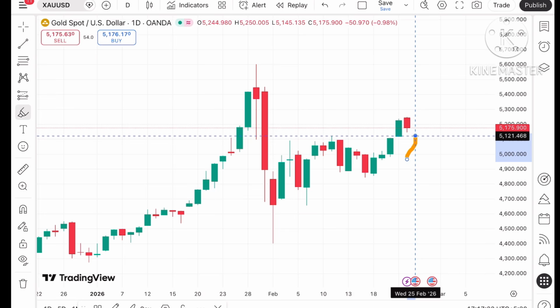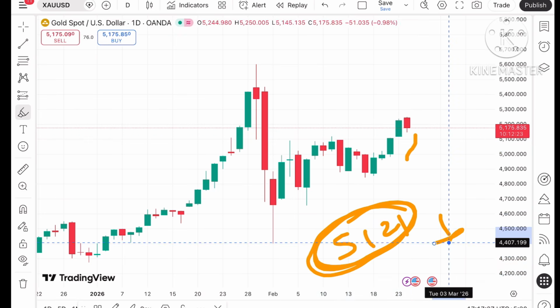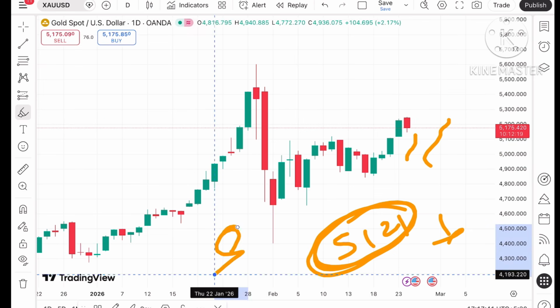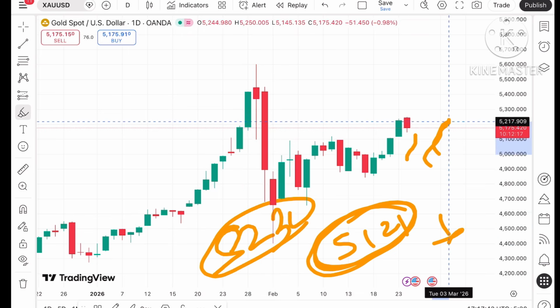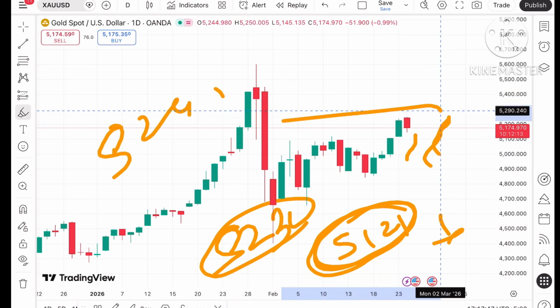I have clearly mentioned to you that a level of 5121 is a strong level. So if the price falls below this level, the gap will be filled. But if the price keeps moving above this level, we can see if above a level of 5232, we can see a further upside movement, and a chance of crossing 5248 is there. This is the zone we can see.